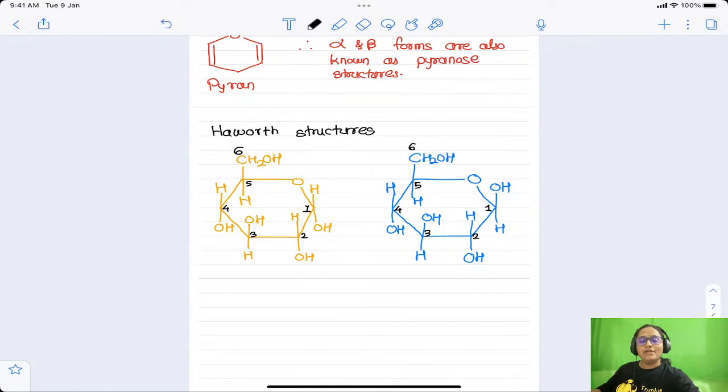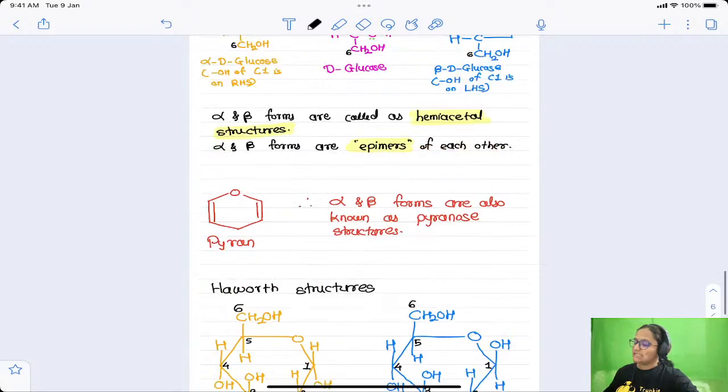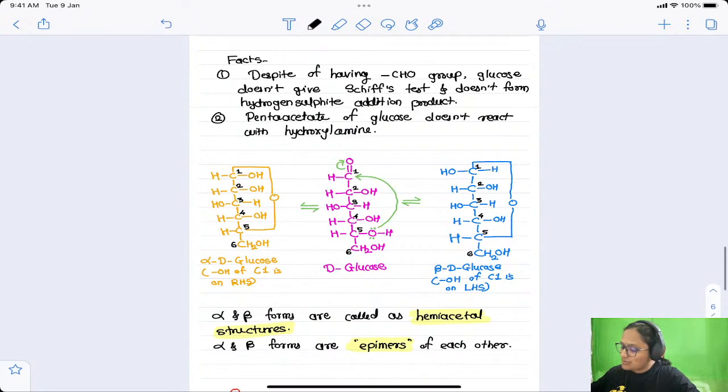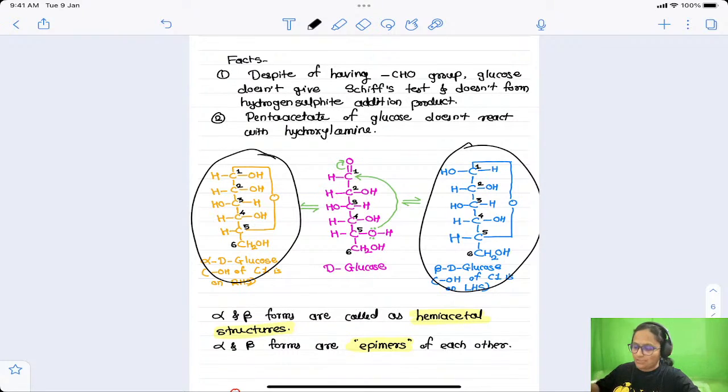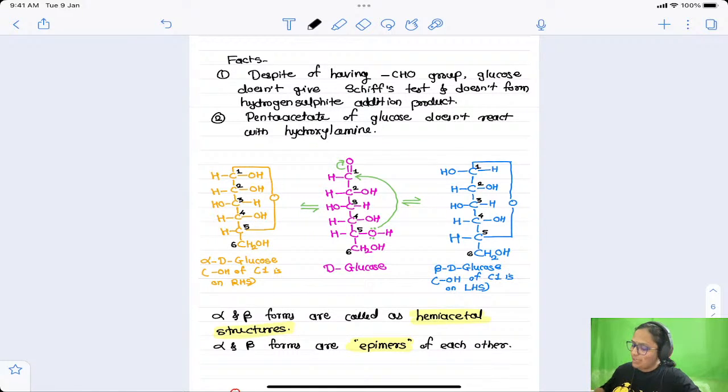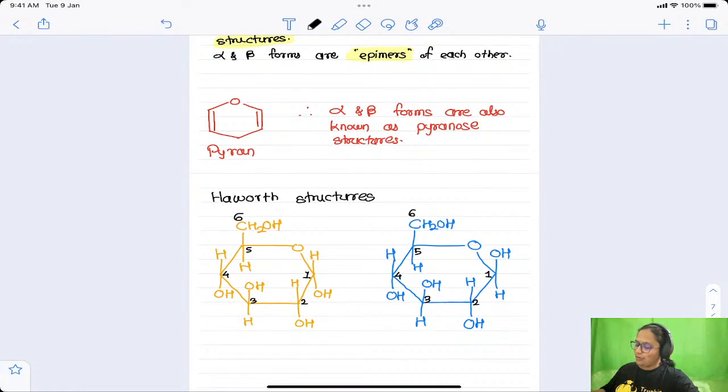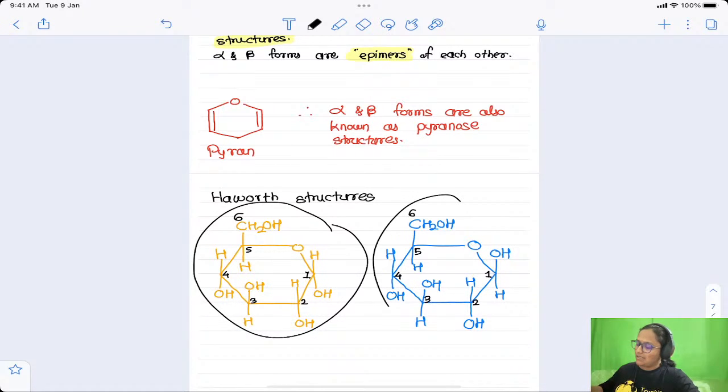So this is how we could draw the Haworth structures. This type of structures are called Haworth structures for alpha and beta forms, that is pyrano structures, that is hemiacetal structures or epimers of glucose. These are the cyclic structures. So cyclic structure can be shown in 2 ways. Can you see? This is the first way. Simply we can show it like this. But more preferably we are going to show it by the Haworth structure like this.